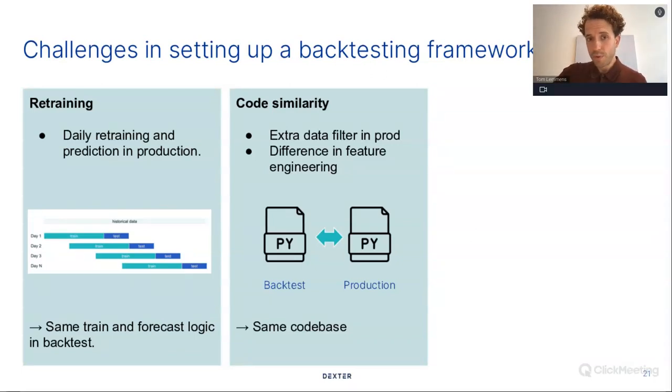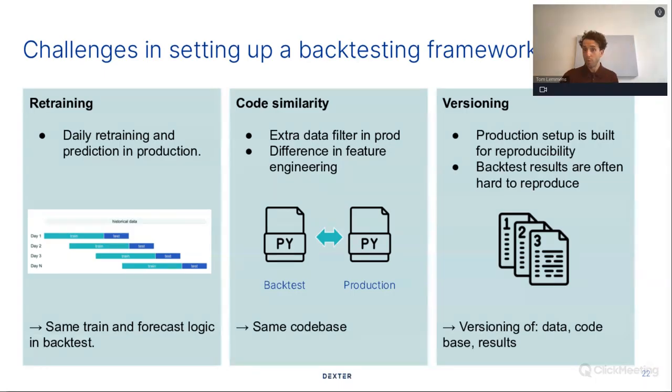This will lead to different results, and the best way by far to address this is to really optimize for code similarity between production and backtesting. You can do this by building shared libraries, for example. There's plenty of other solutions for this. But the more similar your code base, the easier it is to prevent mistakes.